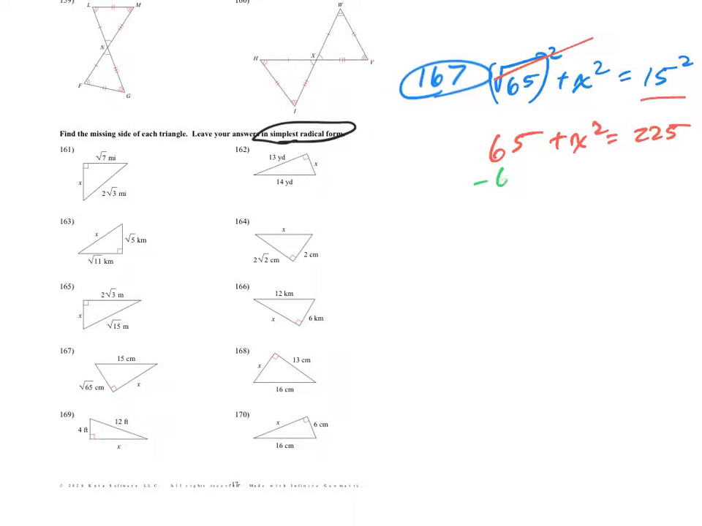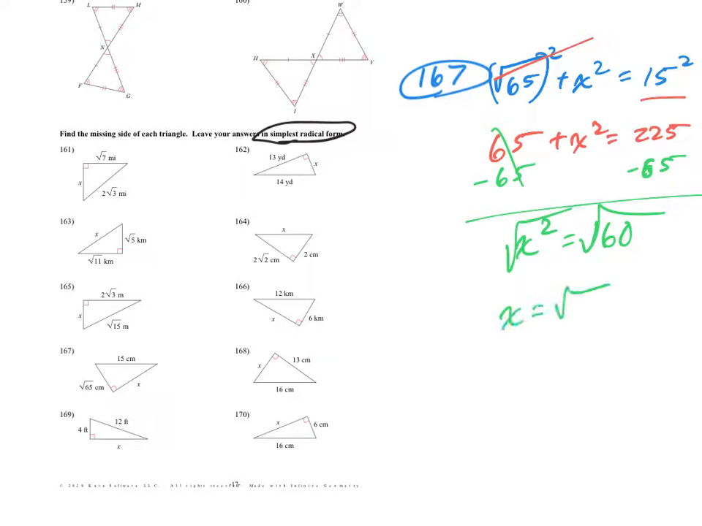Inverse operations, I'm going to subtract 65 from both sides. Goodness gracious, can't talk today. Subtract 65 from both sides, and I'm left with x squared equals 160. Now I'll take the square root of that. x equals the square root of 160. I type that in my calculator, and I don't get a nice number. It's like 12.2 something along those lines. But it says in simplest radical form in the direction, so we actually have to simplify that.